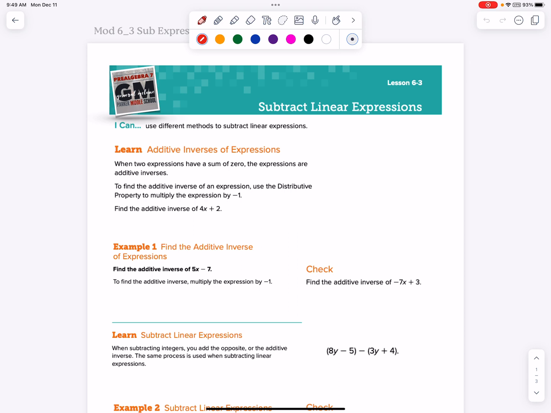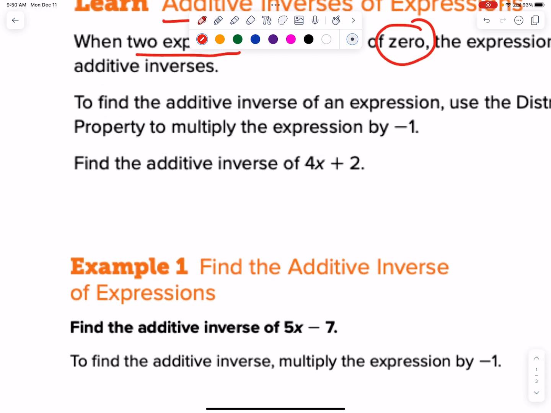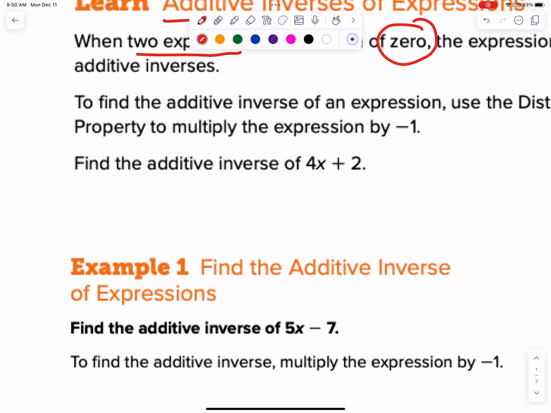All right, so let's talk about that phrase additive inverses again. Remember, that just means that we have two expressions that have the sum of zero. We're just talking about whether you understand how to find the opposite expression to create zero. They talk about using the concept of multiplying by -1. Obviously, that's just going to undo or find the opposite.